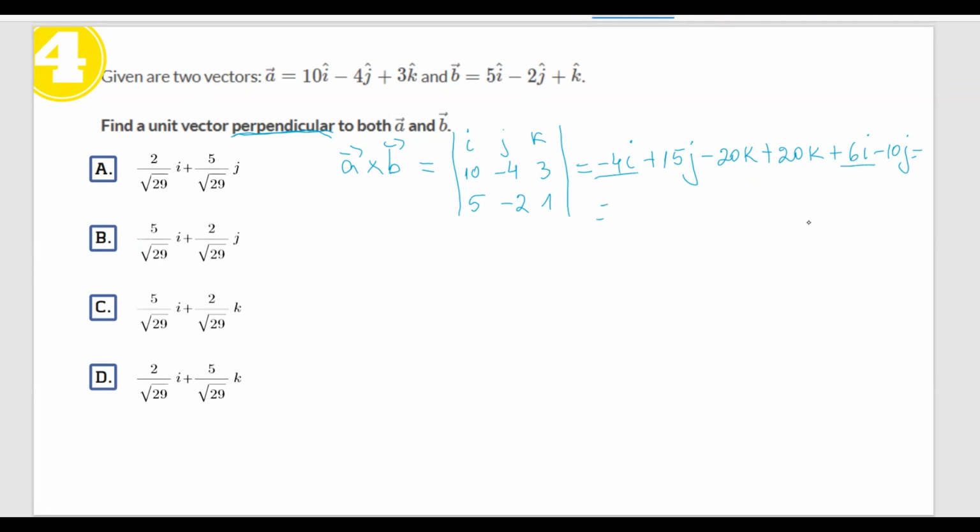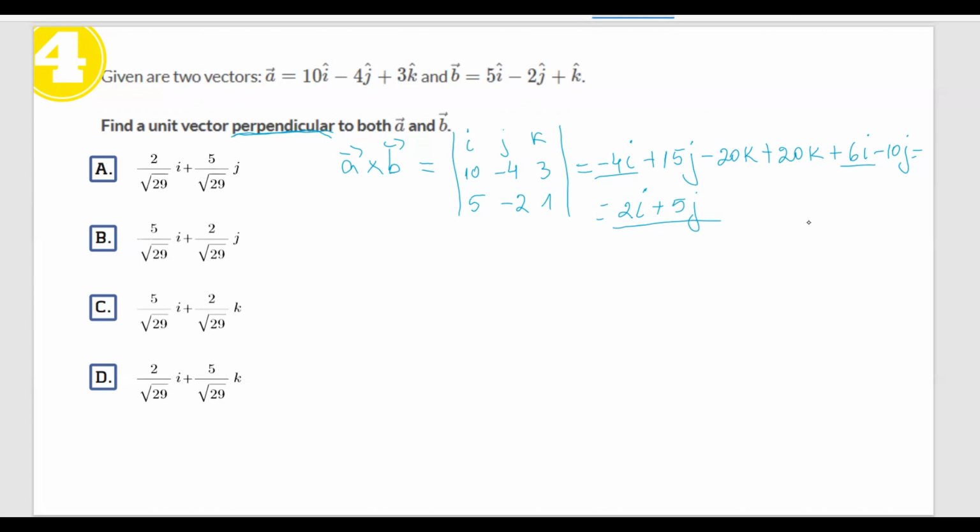So let's regroup now. We have minus 4i plus 6i, we're going to get 2i. 15j minus 10j, we get plus 5j. And then minus 20k plus 20k reduces each other. So our final vector, the vector perpendicular to both A and B, is 2i plus 5j.